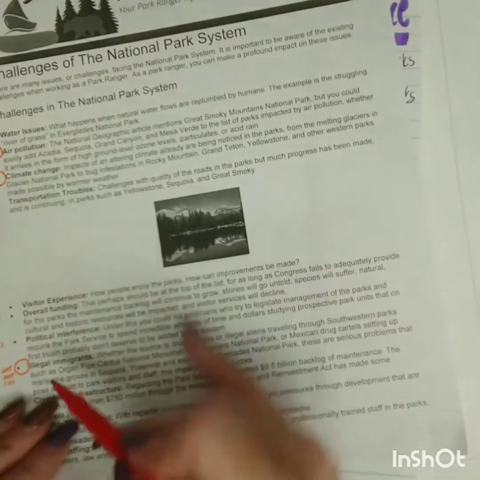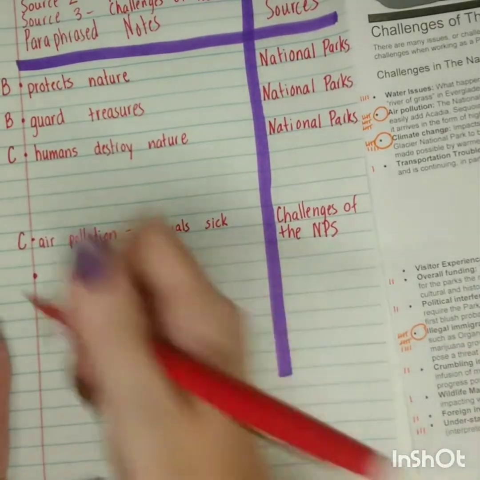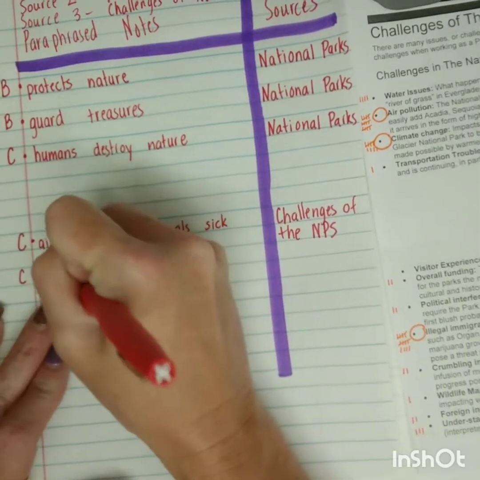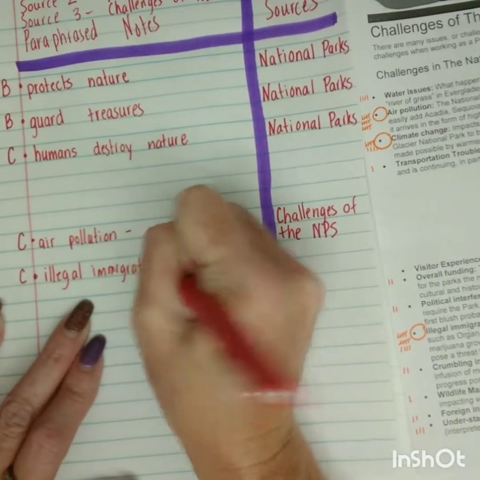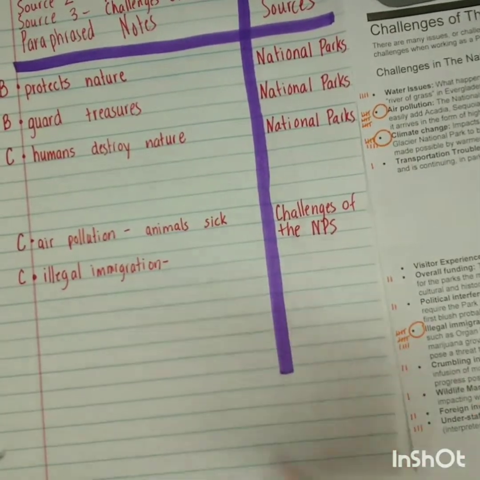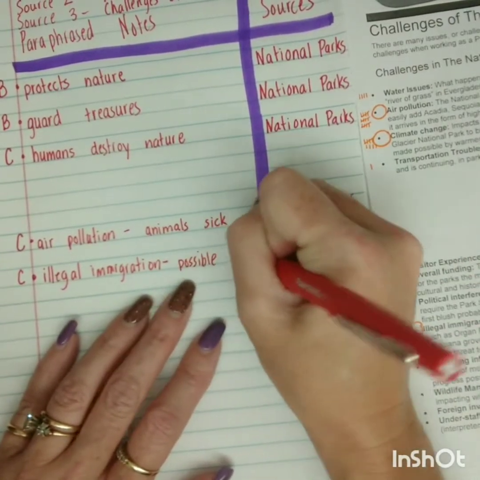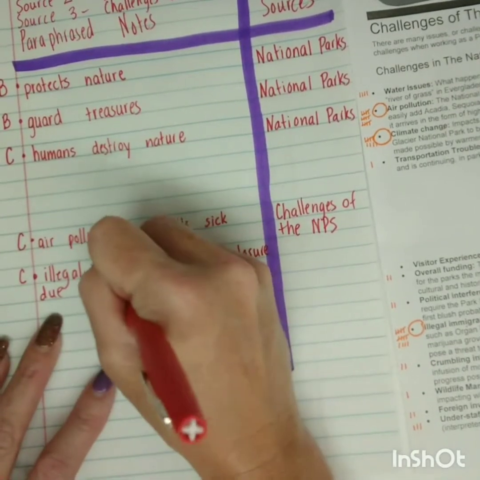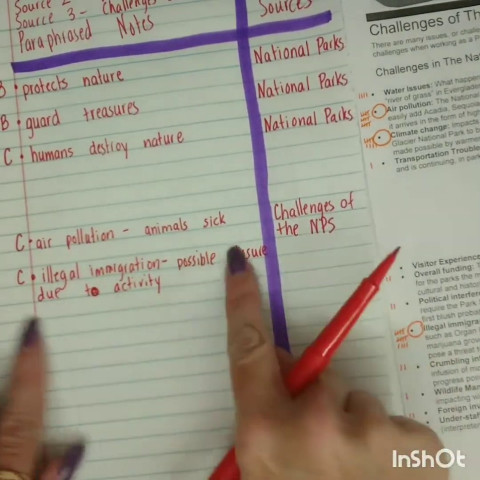And the second one here was illegal immigrants. That was the one that you guys thought was a significant hindrance to the park systems. So I'm going to put illegal immigration. And a lot of the justification for that is if bad things were going on in a park, that they would be closed down. So I'm going to put possible closure due to activity. So that's the justification. This is my note from my text, and this is the justification.